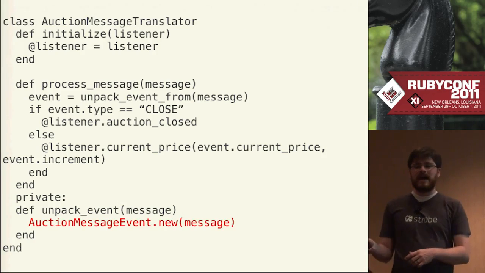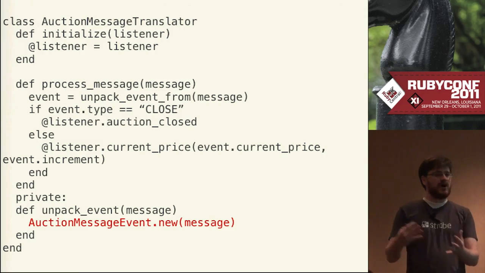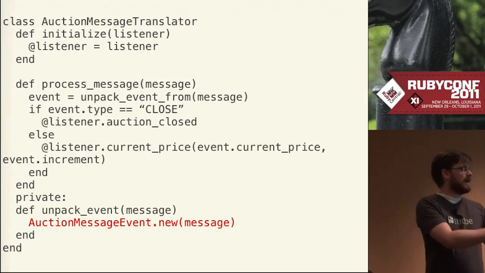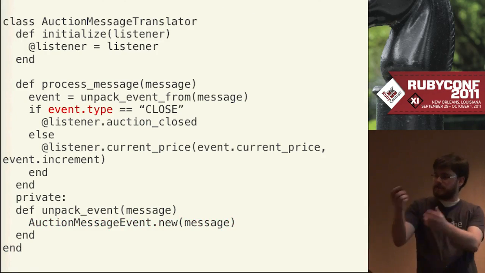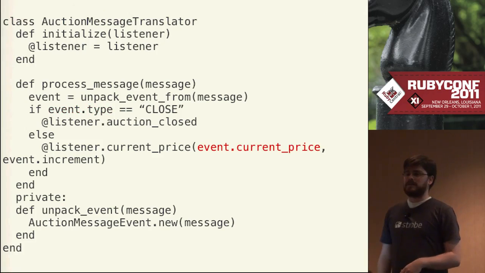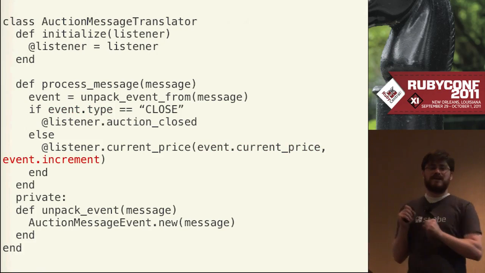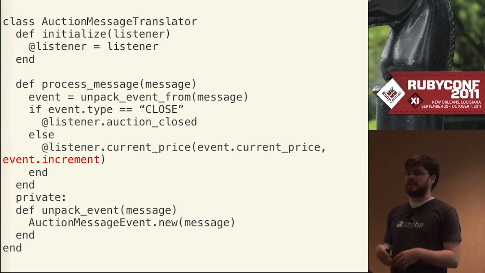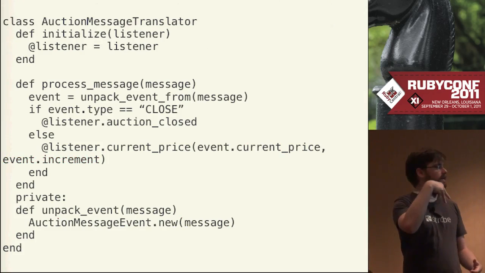But the key thing to notice, how do they do that? Well, unpack event creates a new object called the auction message event and passes in the string. And then they create a nice API that they're going to work with so that they can just say event.type instead of having to extract that out of the string. And they can say event.currentPrice, event.increment. This is essentially creating an immutable value object from the string that came in from the server.